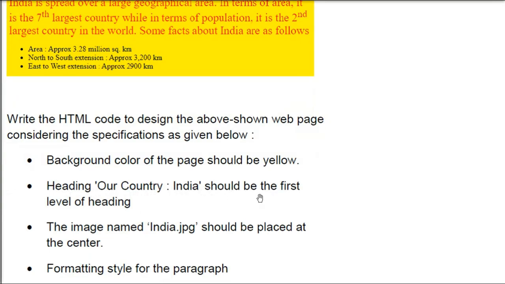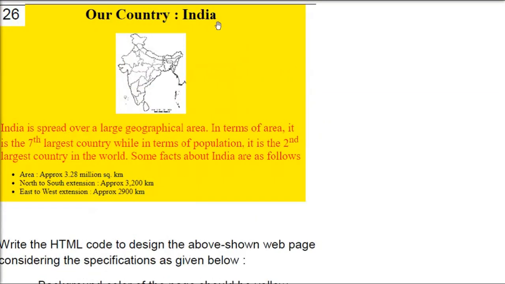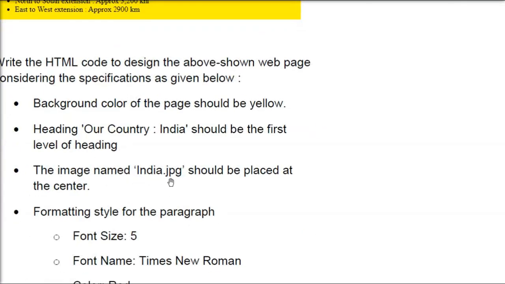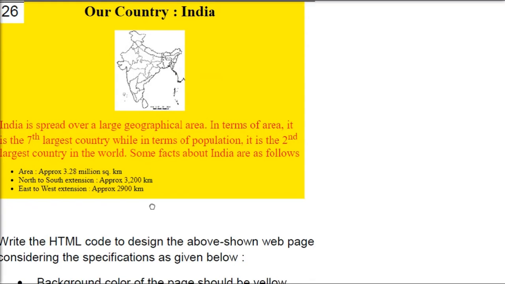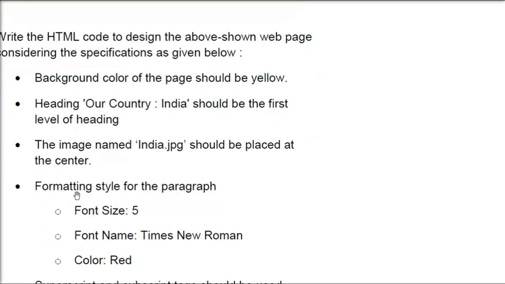Second is the heading. Our country India should be the first level of heading. What is the first level of heading? It's H1. So we'll give our country India in H1. Then the image named india.jpg should be placed in the center. So for this image, first of all we have to use img and src, and then we'll make it centered. So the heading and the image together will be centered.